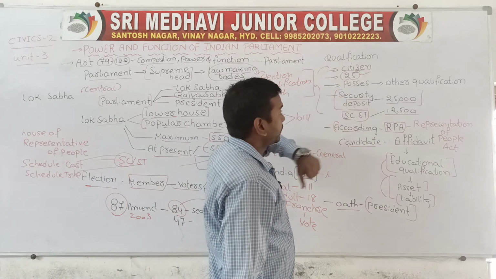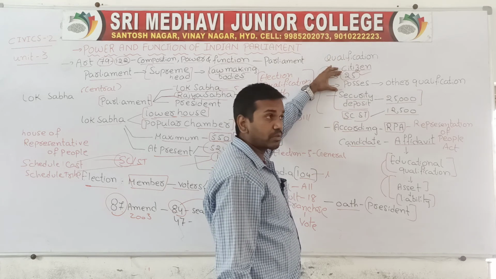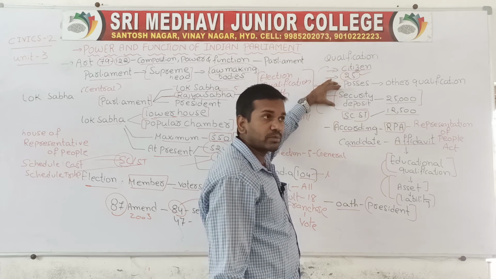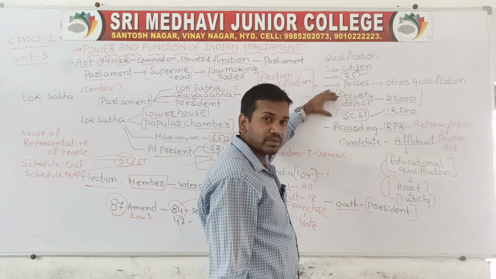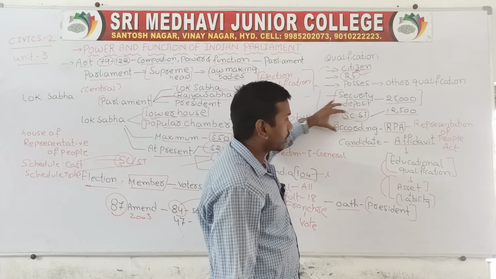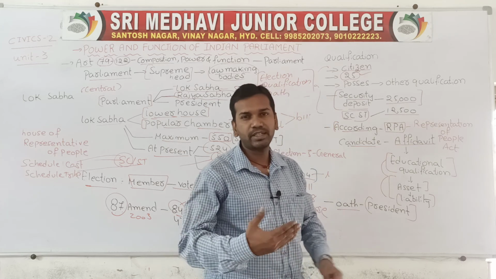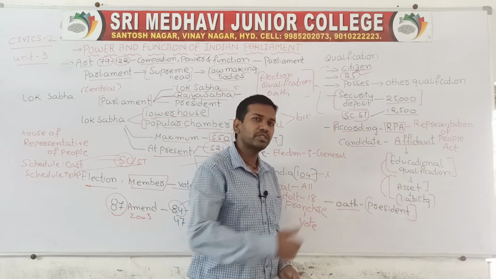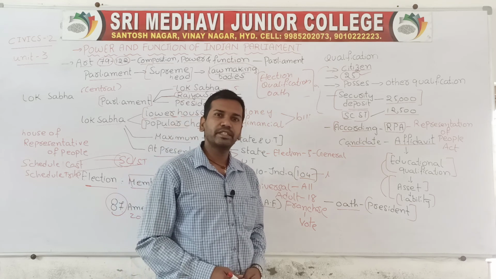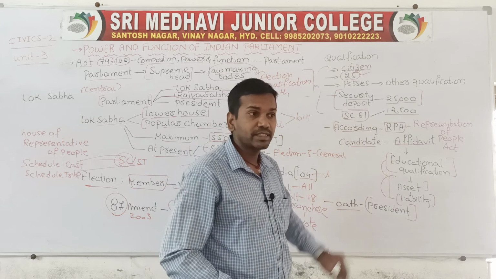Then we discussed qualification. One should be a citizen of India, should have completed 25 years of age, and should possess the other required qualifications. A normal citizen contesting for member of Lok Sabha should deposit 25,000 rupees. If he is from the SC and depressed class, 12,500 rupees is sufficient, half. According to the Representation of the People Act, whenever people contest for Lok Sabha, they should file an affidavit mentioning their educational qualification and their assets and liabilities. After selection they have to take the oath.